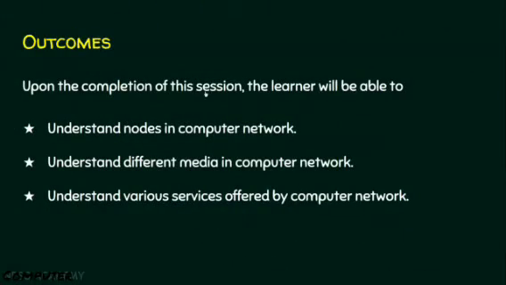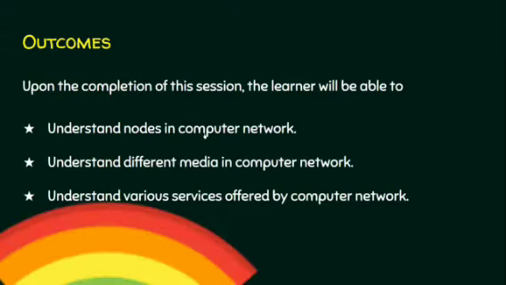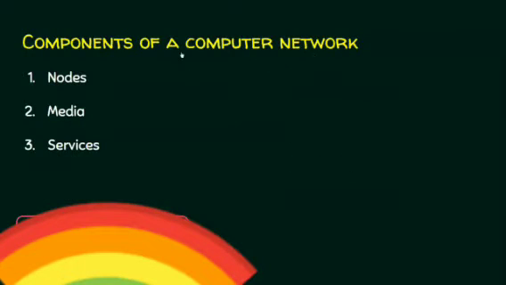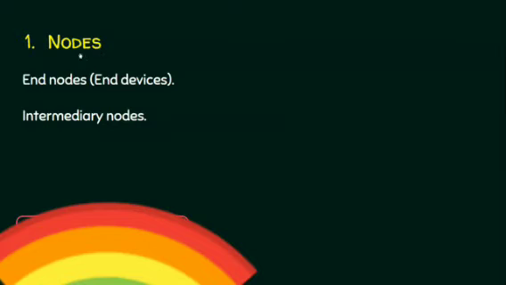Computer network. Upon the completion of this session, we will be able to understand nodes. We will also understand what are the different media in computer network and what are the various services offered by computer network. Any computer network has three components: nodes, media, and services. Firstly, we will deal with nodes.